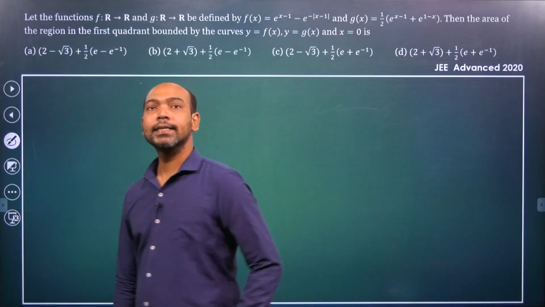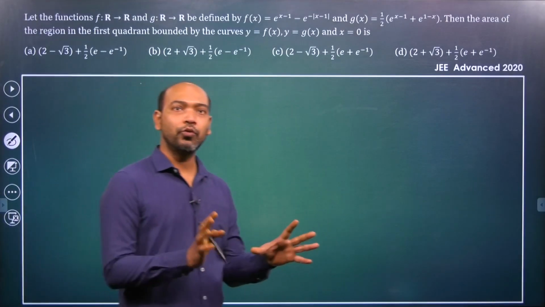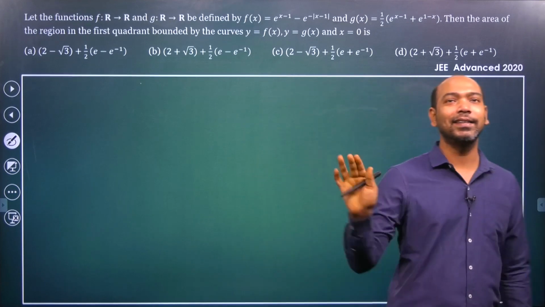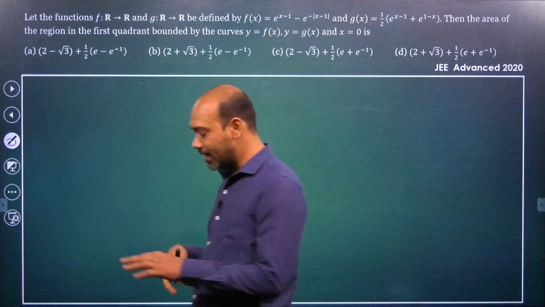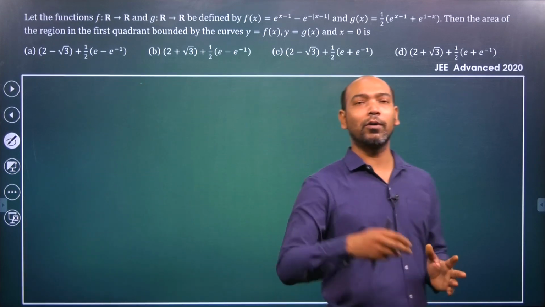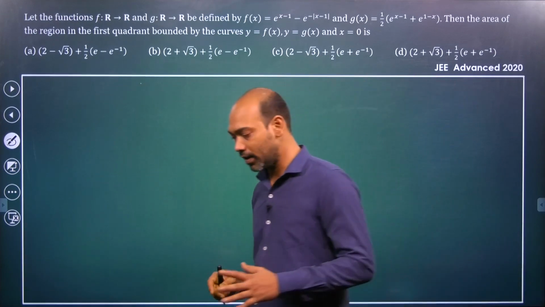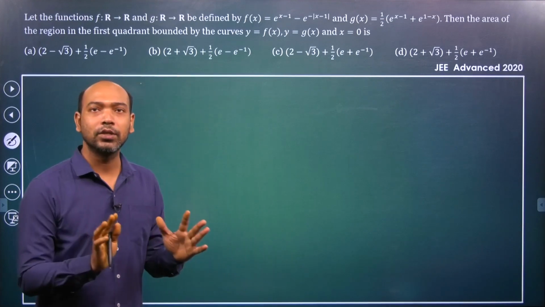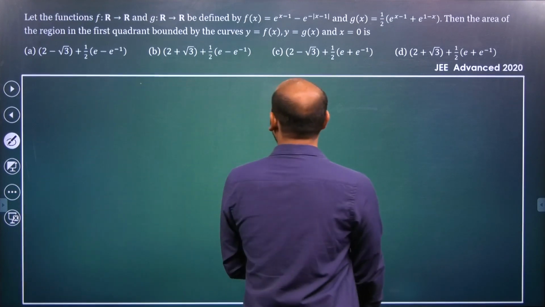Hi all. In this particular problem we have two functions, f and g, defined directly, and we have to find the area bounded by these two curves in the first quadrant. So we don't bother about anything that happens for x less than 0 or y less than 0. It's always x greater than 0, y greater than 0. So let's see what our function is.